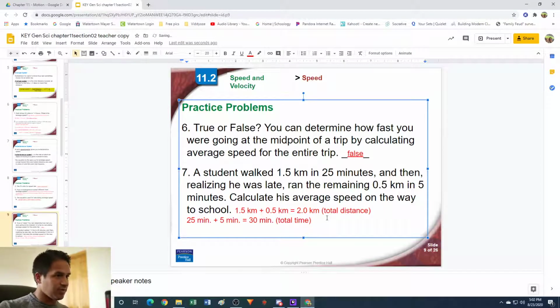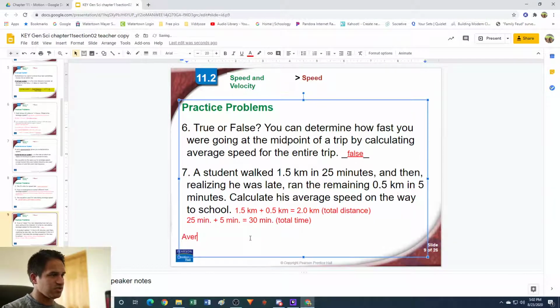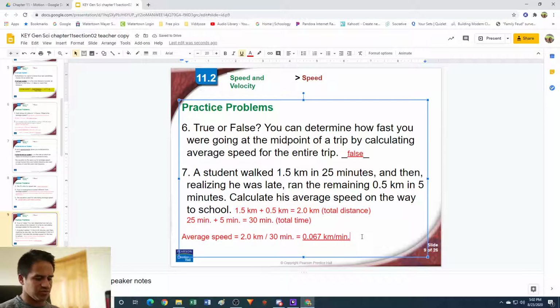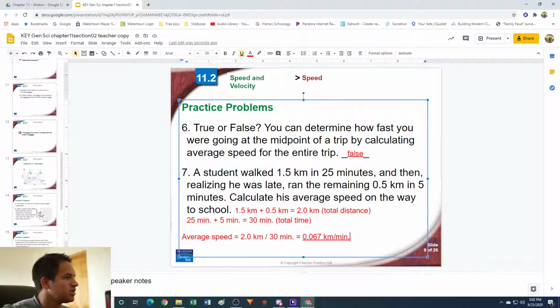So our average speed is total distance divided by total time. So average speed is equal to 2.0 kilometers divided by 30 minutes. And let's see what we get. So 2.0 divided by 30, we get 0.067 kilometers per minute. Okay, the unit's going to be kilometers per minute, which is sort of a weird unit because you usually measure things in like kilometers per hour, but it is what it is. So anyway, all right, moving on.